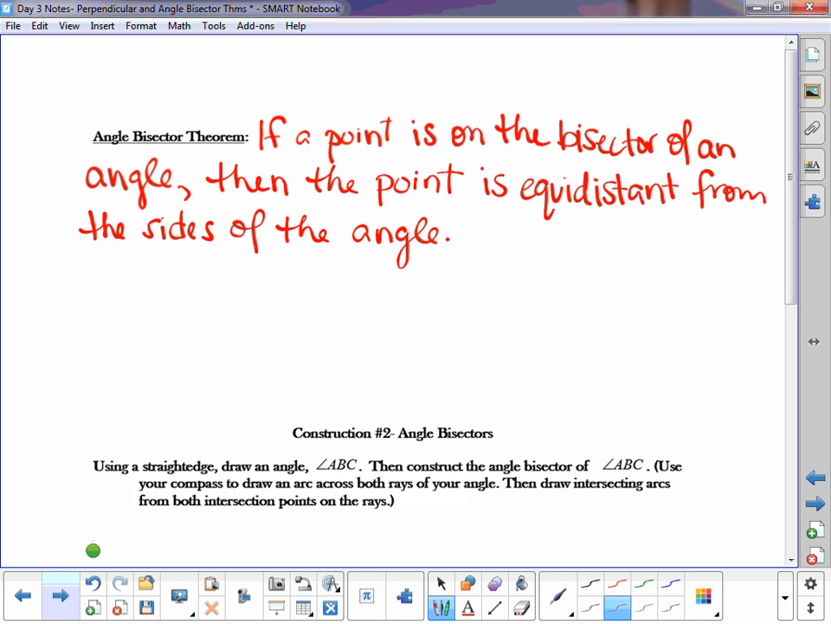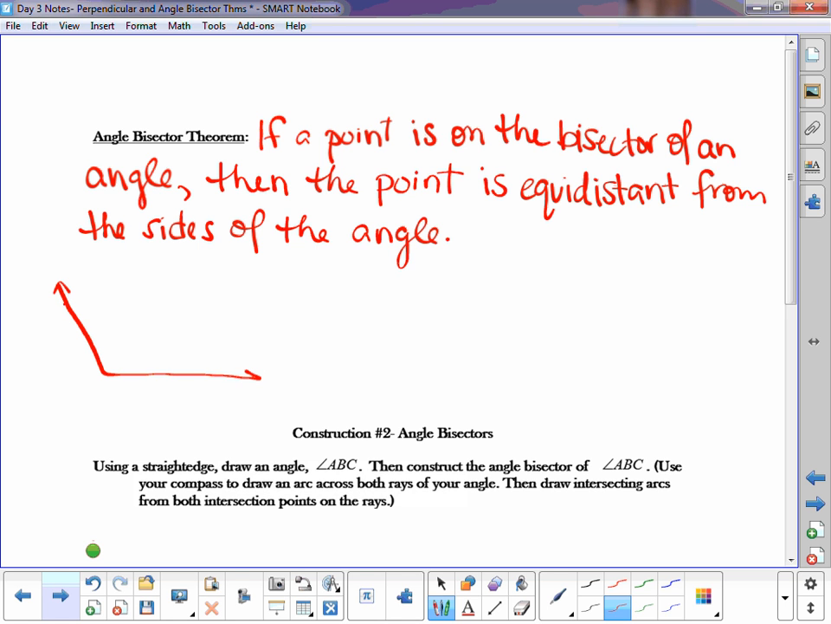Ooh, let's see if we can think through this one. Why doesn't it say it's equidistant from the endpoints of the angle? Why aren't there endpoints of an angle? They're rays, yeah. So for an angle, we don't have endpoints because they're rays. They go on forever. All right, so go ahead and draw whatever type of angle you want. Obtuse, acute, whatever you feel like.